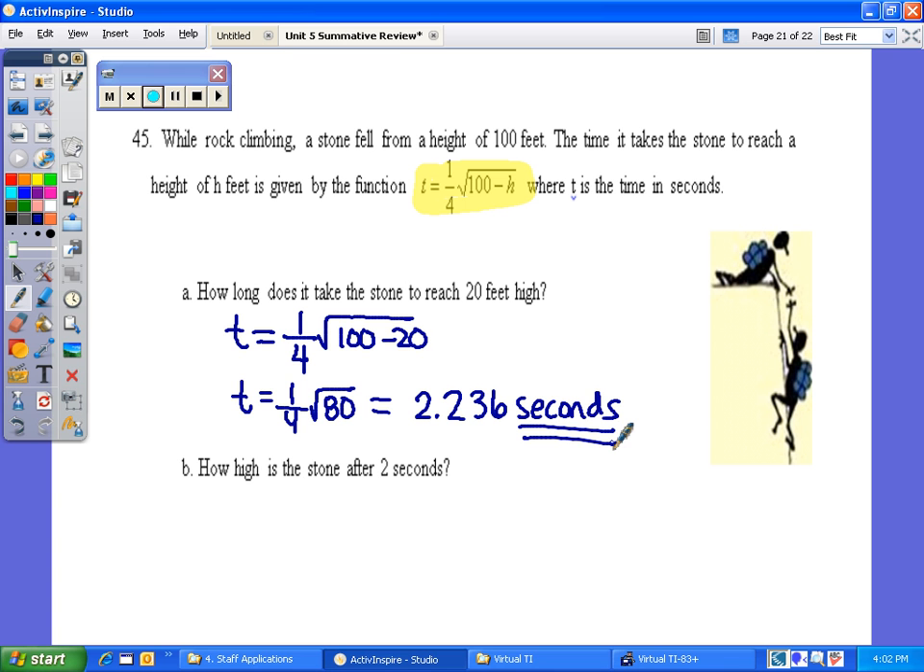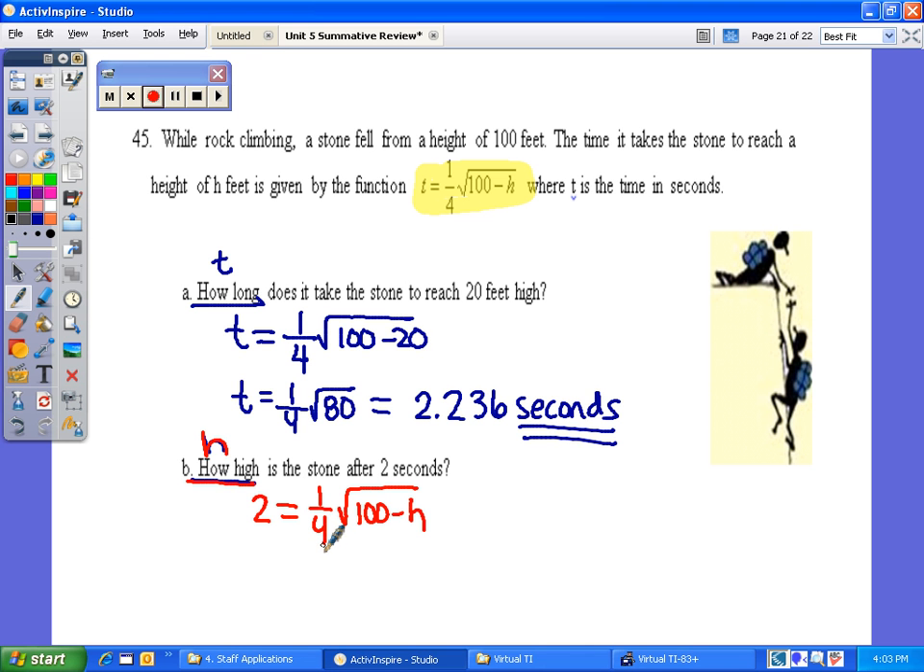Alright, next one says how high is the stone? That means you're looking for h. How long meant you're looking for t. So we're looking for h here. So that means that 2 goes in for t, and we're looking for h. Now we've done these problems before. It's no different. We just haven't done them in a word problem.